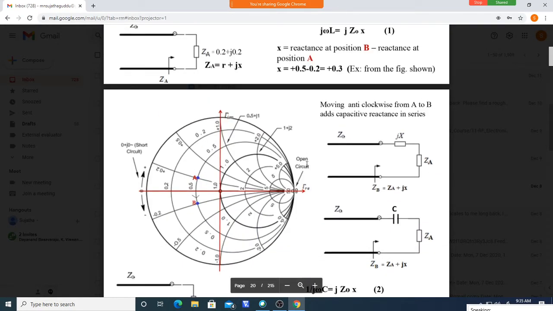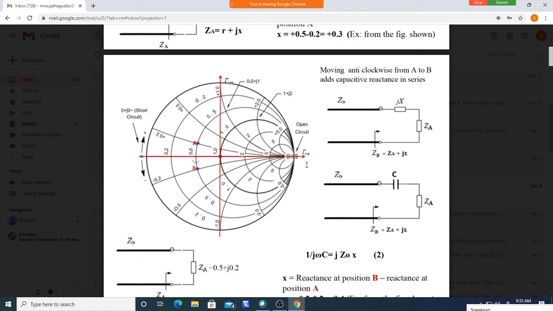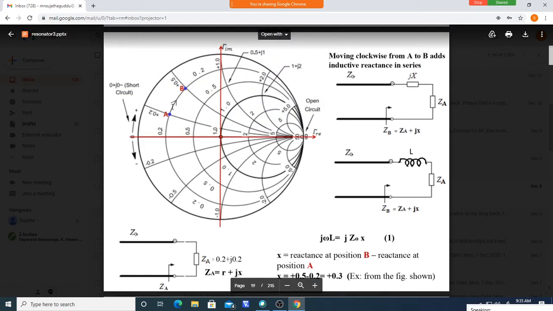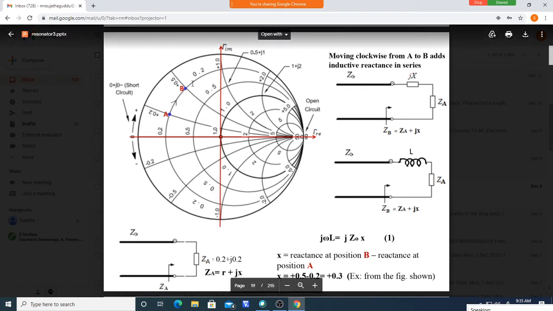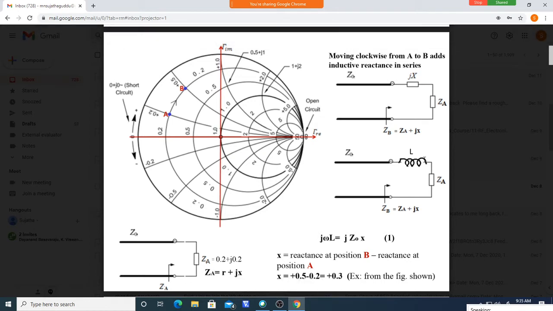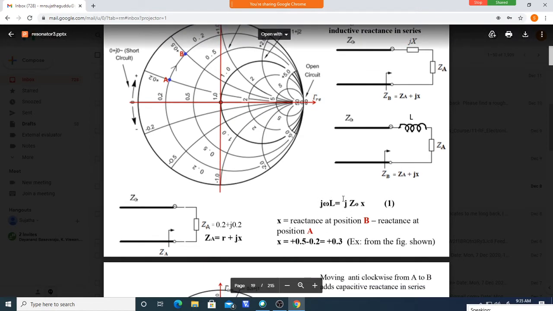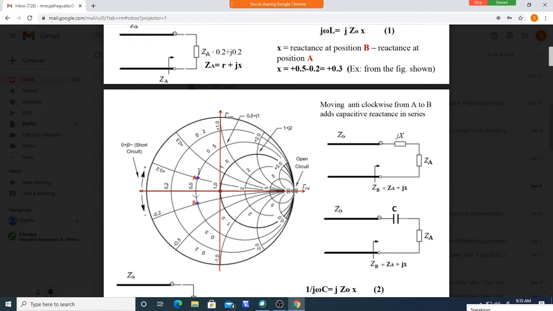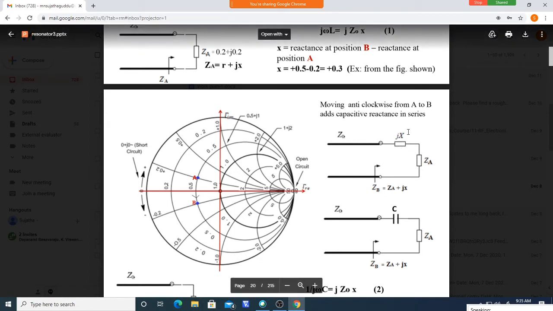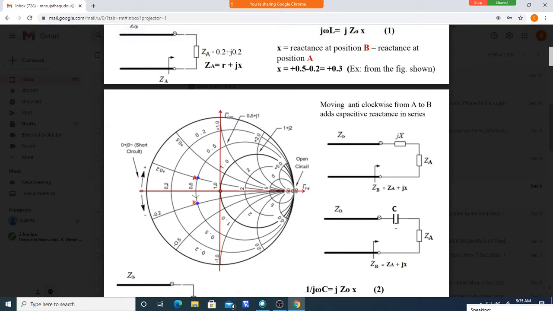Similarly, see here also. If you move from here to here in the clockwise direction on the resistance circle, that adds an inductor in series. The inductor value is found using this equation, so you should remember it. Now in the other case, if you are moving on the resistance circle in the anti-clockwise direction, it adds a capacitor in series, like this.